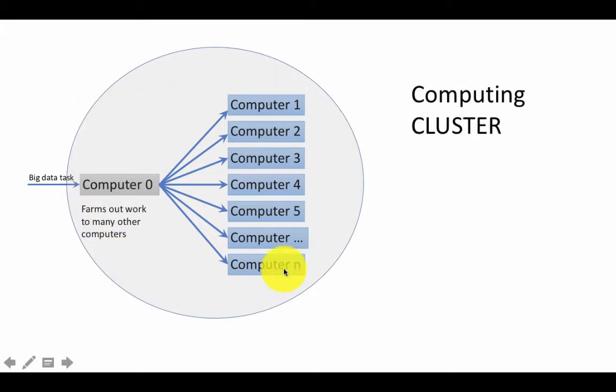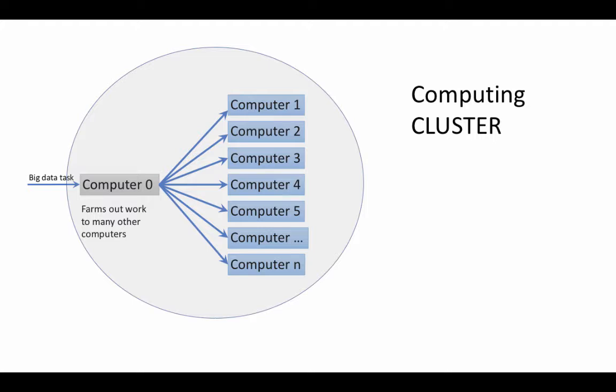So now you're not talking about processing your data on a single computer. You're having many different computers working together to process your data. In computing terminology, this is called a computing cluster. So you have to create a cluster of computers which can be harnessed to process large data.